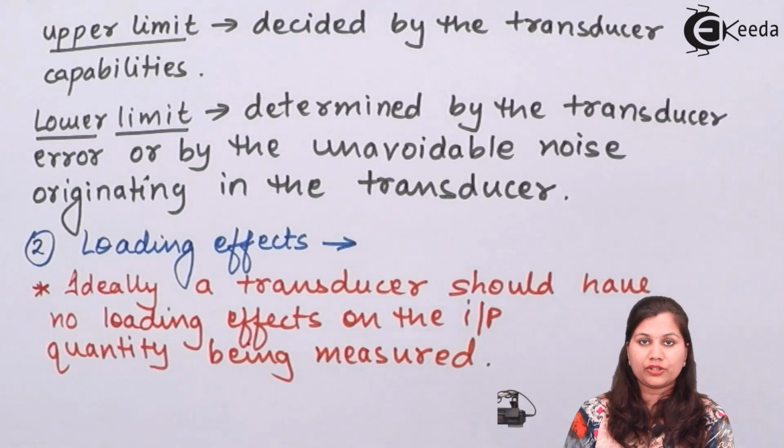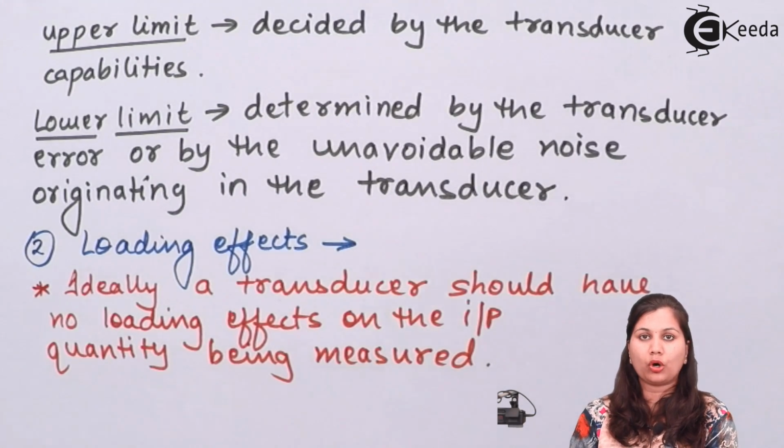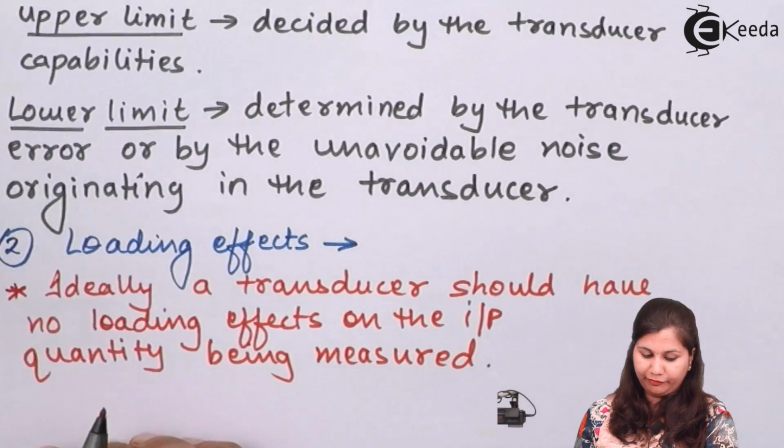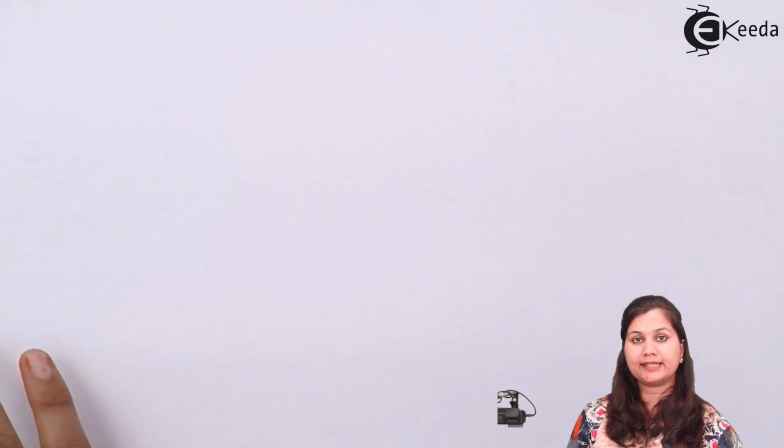So ideally a transducer should have no loading effects on the input quantity being measured. Now when we express the loading effects, the magnitude of the loading effect is expressed in terms of the force or the energy or the power extracted from the input quantity. So if some energy or force or power is being extracted from the input quantity, its magnitude will be reduced, and at the output of the transducer we will not get the correct results. So that is the effect of the loading effects.